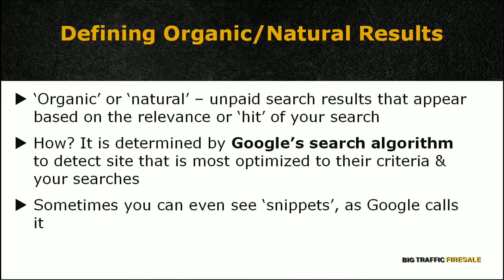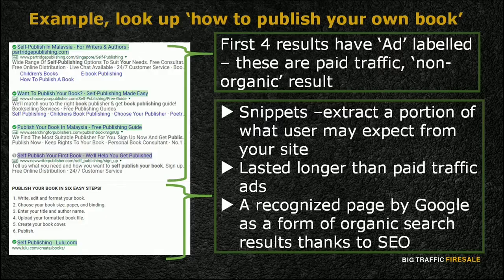What is the algorithm behind Google search for SEO, you ask? We will uncover that during our special step-by-step on how to optimize your site. For now, here's a better picture of these organic search results. Say, for example, you look up in Google browser on how to publish your own book or simply publish your book. You'll see up to 10 search results from this first page.